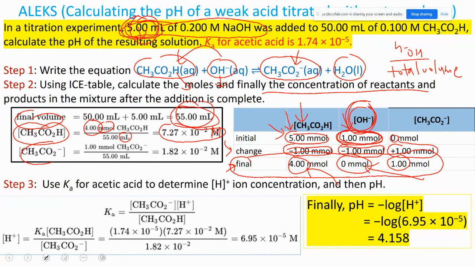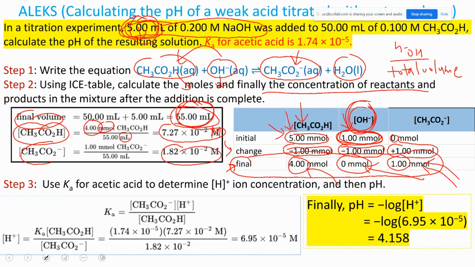I'm going to do the same thing for the concentration of CH3CO2 minus. I have the final number of moles and I have the total volume. Moles over volume will give me the concentration of CH3CO2 minus.